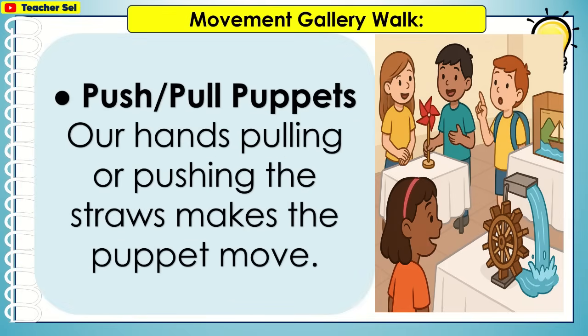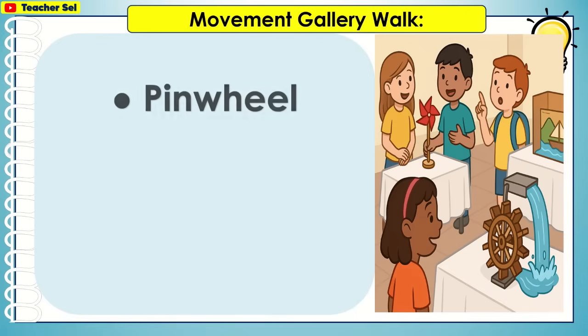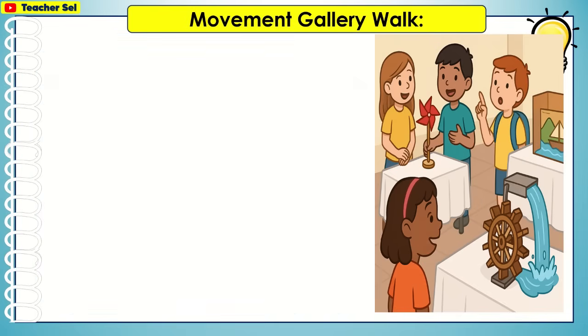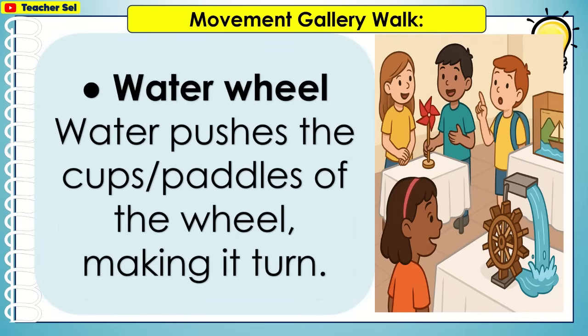Push or pull puppets: our hands pulling or pushing the straws makes the puppet move. Pinwheel: the wind pushes the pinwheel's blades, making it spin. Water wheel: water pushes the cups or paddles of the wheel, making it turn.